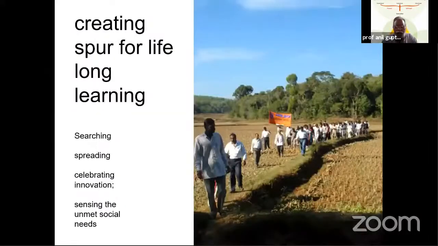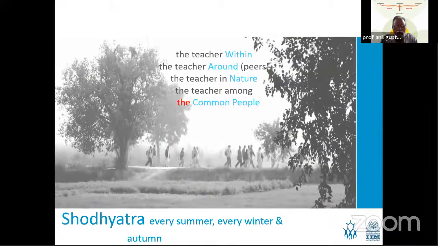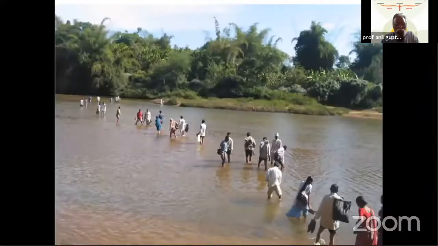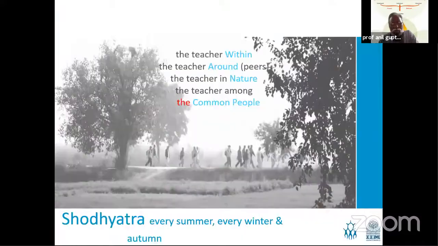So what are we trying to do? We are trying to learn from four teachers: the teacher within, the teacher around, that is peers, the teacher in nature, and the teacher among common people. These are the four teachers from whom we are trying to learn in Shodhyatra. And what are we trying to do? As we saw here, we are trying to search, we are trying to spread. So we share innovation that we have seen in other places. We celebrate innovation. We honor people at their doorstep. And we sense the unmet social needs. We make an inventory of problems that people are facing so that we can share them with other communities. Sometimes one person's problem becomes a provocation for somebody else's innovation. So there are different kinds of routes through which we move.